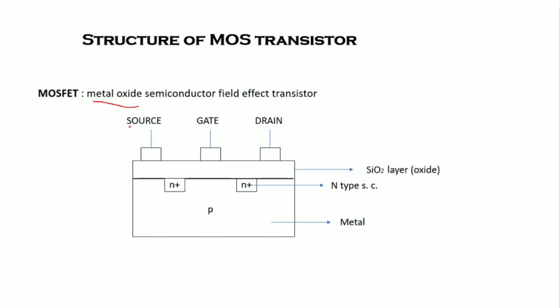In this structure you can see that this is the source, this is the gate, and this is the drain. This whole layer is SiO2. These N plus and N plus regions are N-type semiconductor. This whole region, which is the substrate, is P-type semiconductor, and this will be known as the metal here. So let's move forward.